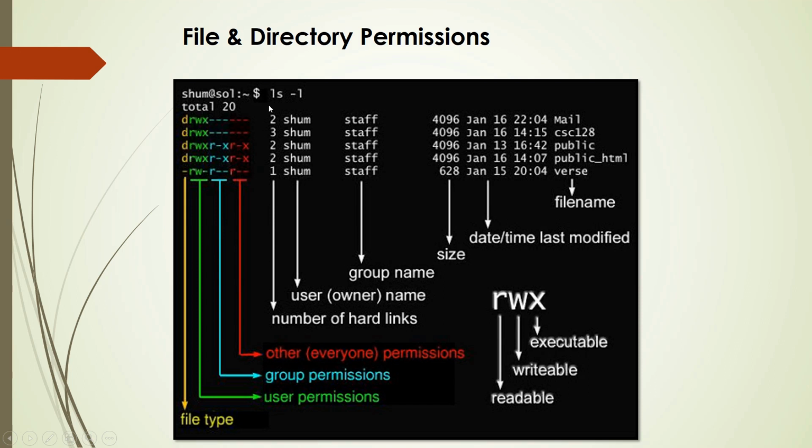This particular part shows the number of hard links. We have already discussed the concept of hard links. This particular part shows the user of the file, or the owner of the file. Similarly, the next part shows the group name, the size, the date and time it was last modified, and finally, if it is a file, the name of the file; if it is a directory, the name of the directory. So that is about the file permission you can display using the ls -l command.